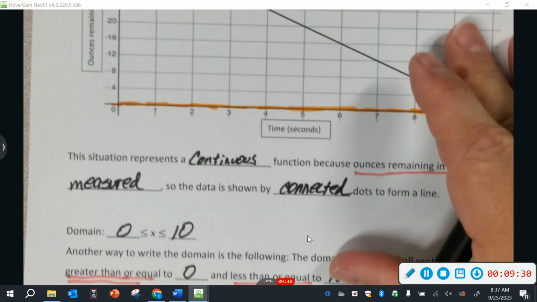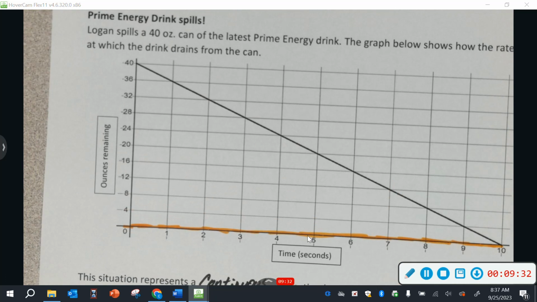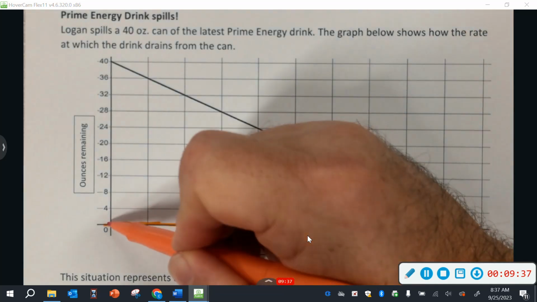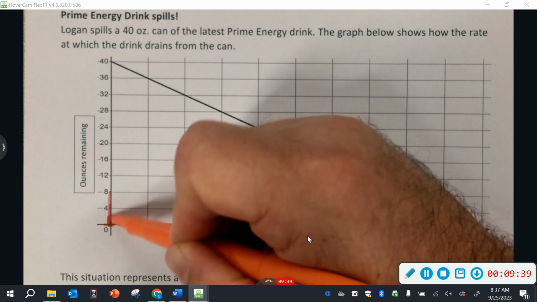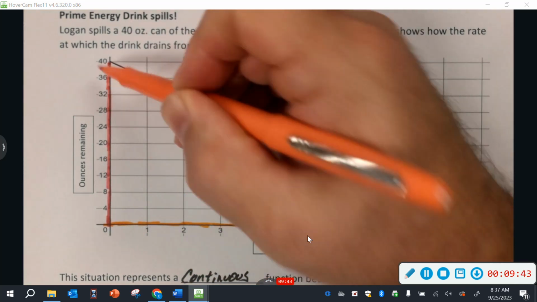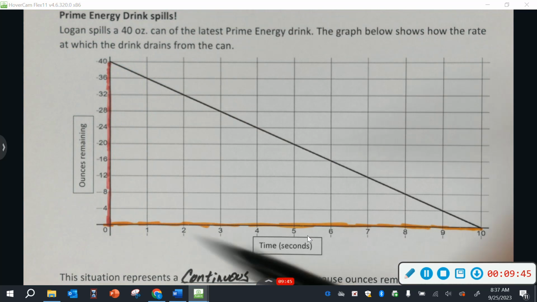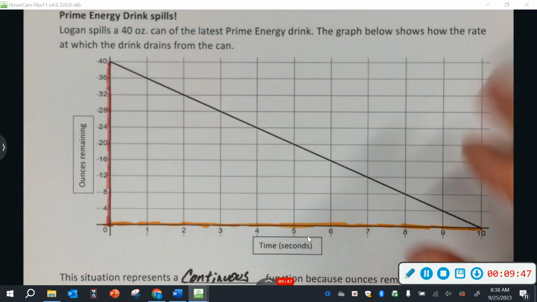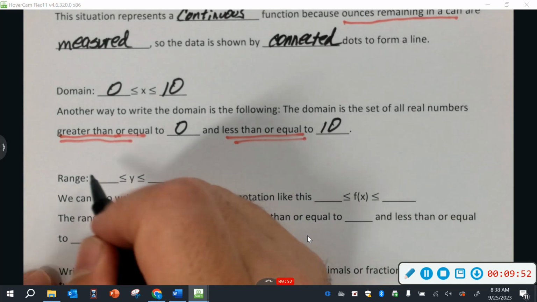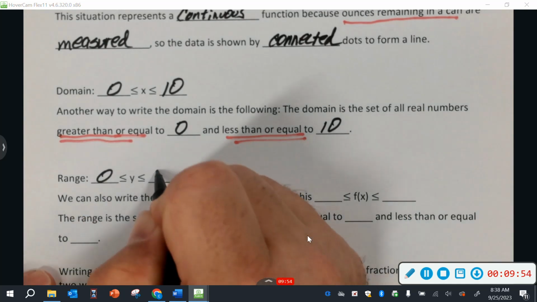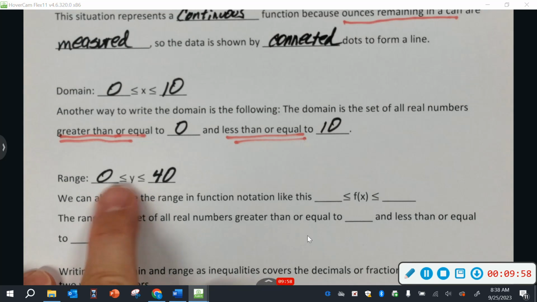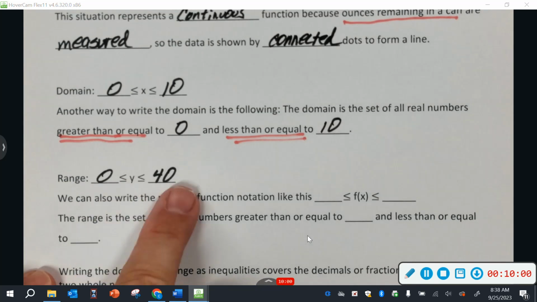All right, so now let's talk about our range. Okay, so our range, again, is a set of y values. So our range is going to be from 0 all the way up to here, which is 40. Okay, so our range is going to be from 0 to 40. Now remember, range is your y's. So our range here is going to be from 0 all the way to 40. So our range is any number in between 0 and 40.